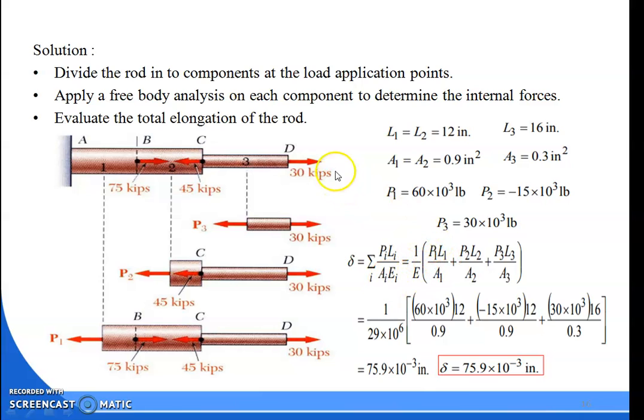For the whole body, your Young's modulus value is equal. So just put the value of Young's modulus here, and for the three sections, you have to put the P1 value, L1 value, A1 value, then P2, L2, A2, then P3, L3, and A3. Then after that, just add and calculate the whole formula. Then we can get the value of 75.9 into 10 to the power minus 3, which is the total deformation or total elongation of the whole body.